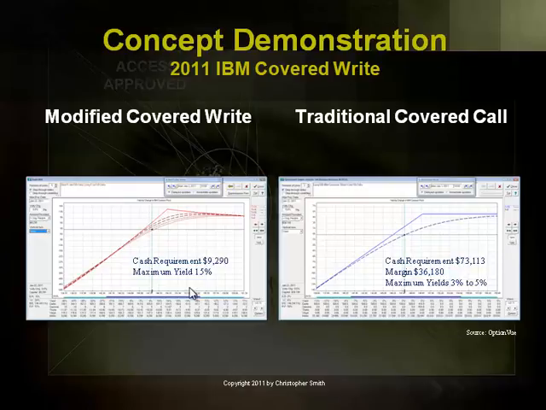But bear in mind, even though we're saying the max yield on this position is 15%, that does not necessarily translate into a portfolio yield of 15%. Bottom line with the modified covered write: less capital, less risk, higher yields.